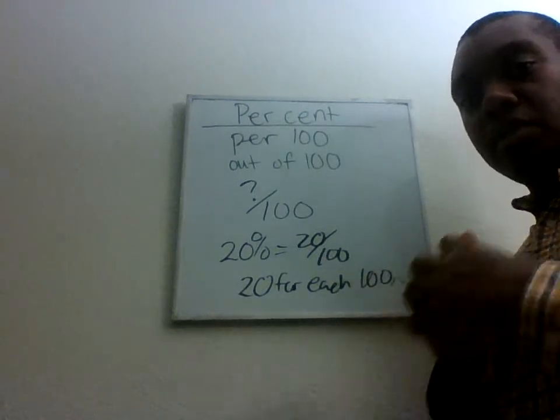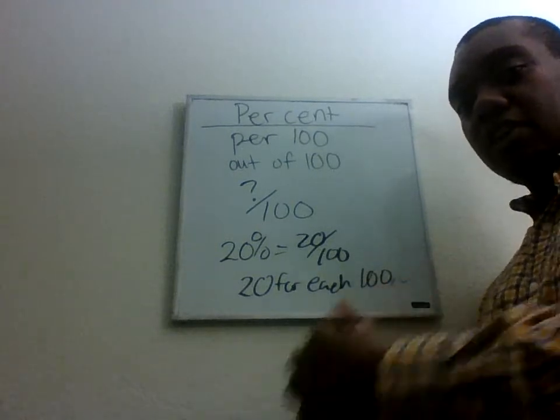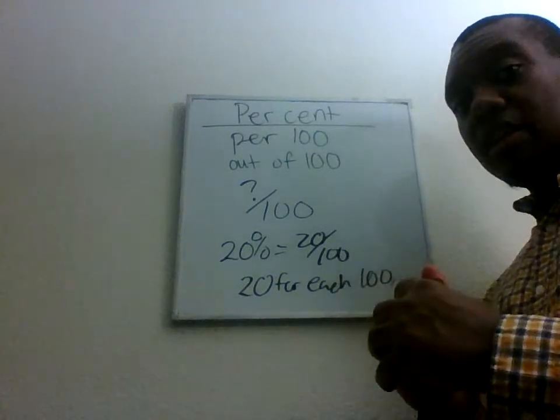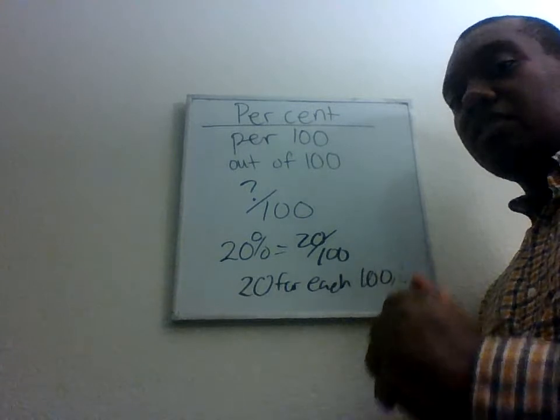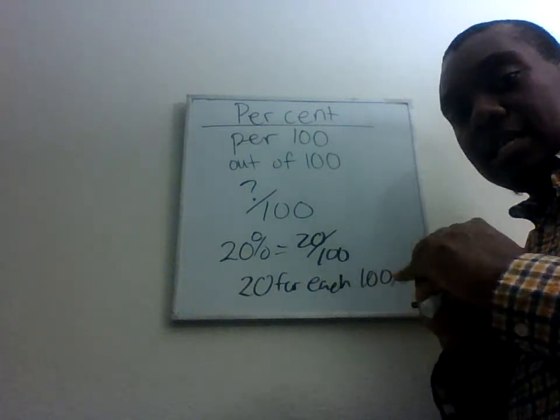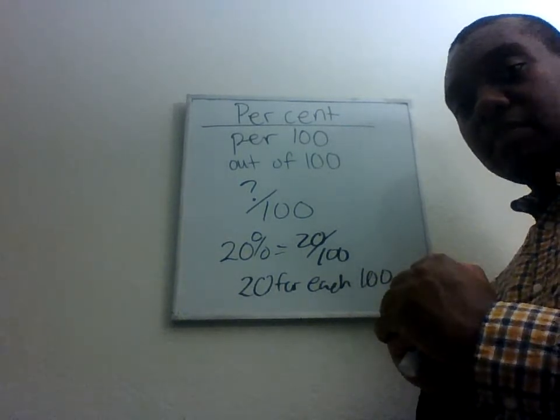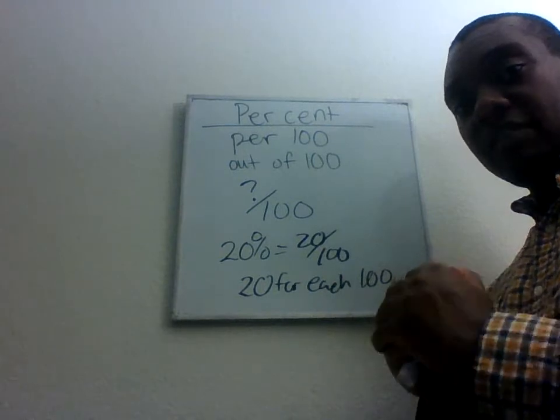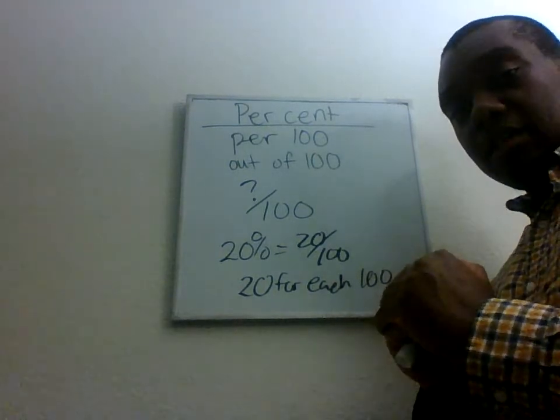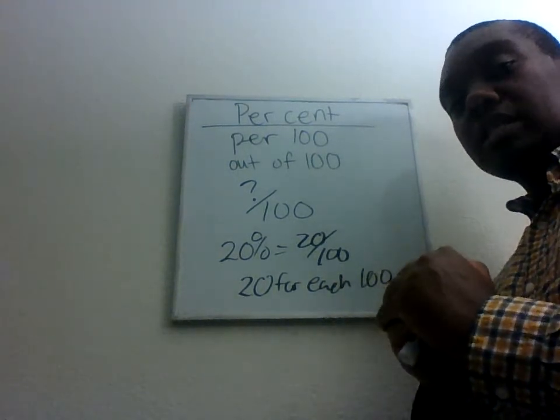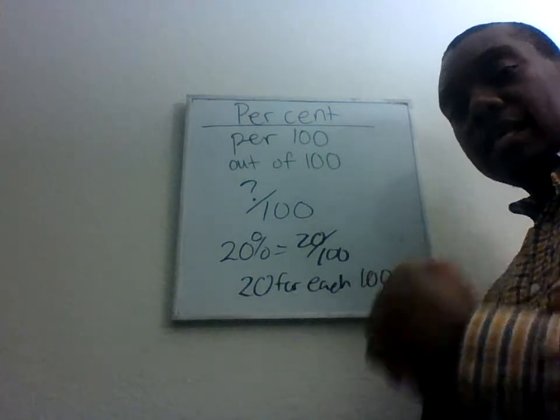Every single time, percent will be how much you have out of 100. So whatever number you see in front of that percent sign is how much you have out of 100. That is the simplest it is. It's exactly what it is. That's what it is by definition. That's what it is by word. It's going to be easy for you to remember. You're going to succeed with percents. You're going to do excellent with them.